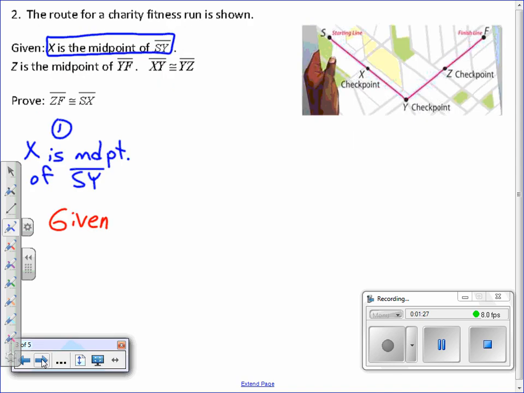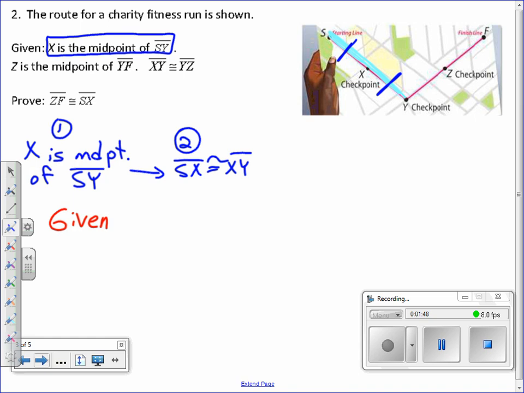So X is the midpoint of SY. We'll do the same thing we did in the other one. We'll highlight SY and pay attention to what my congruent segments are then. So I have SX and XY. So SX and XY are now congruent. That's my definition of midpoint.